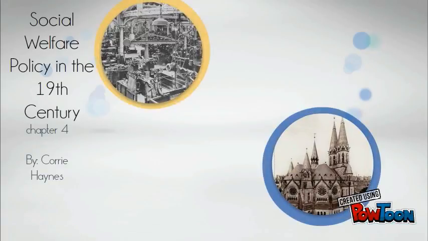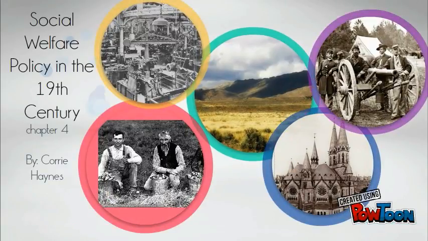In the 19th century, which was from 1789 to 1902, many things were occurring in the United States society to shape the social welfare policies. They were immigration, industrialization, the Civil War, expansion on the frontier, and the Moral Crusade.